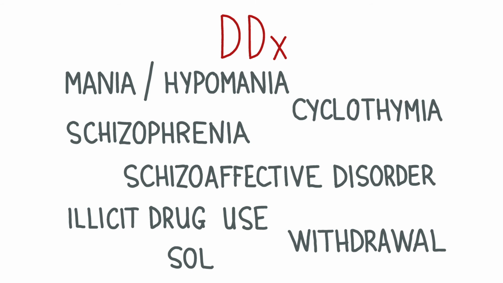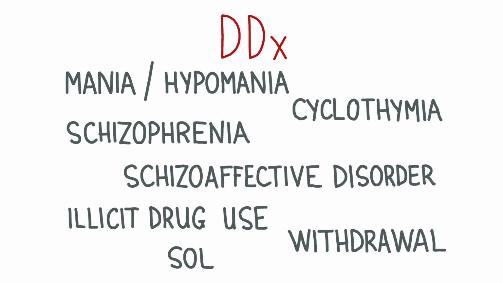One differential is hypomania or mania. Remember that if it is the first episode of symptoms, then the patient cannot have a diagnosis of bipolar disorder. Another differential is cyclothymia, which is a persistent instability of mood involving periods of mild depression and mild elation, which are not severe or prolonged enough to be classified as bipolar disorder.